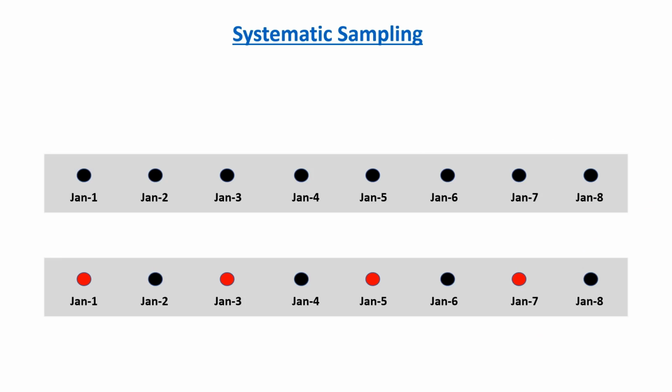Next we'll look into something called systematic sampling. We use systematic sampling when you have sequence data, like time series data, and then you systematically sample the data points, for example every alternate point or every third point, and so on. In the above example, every alternate point has been sampled.